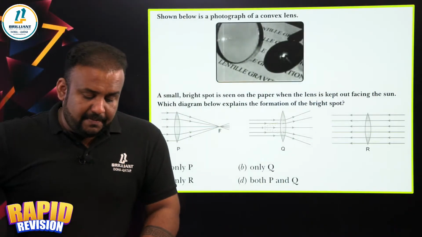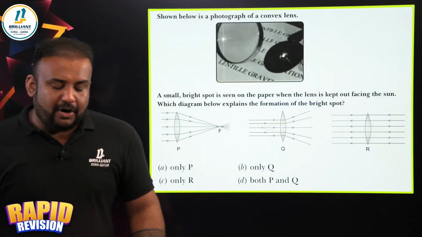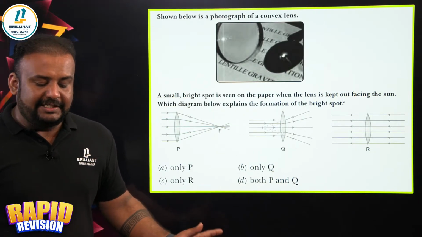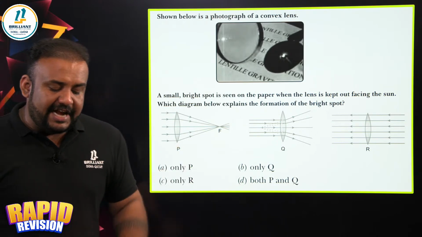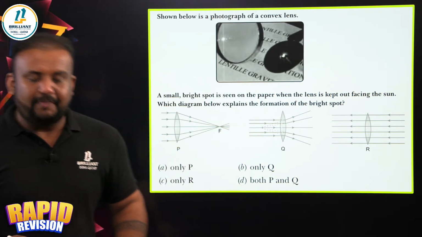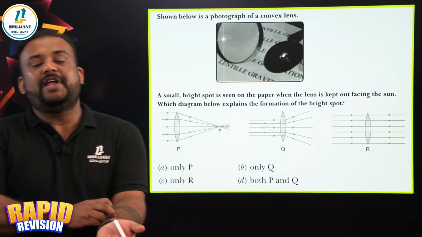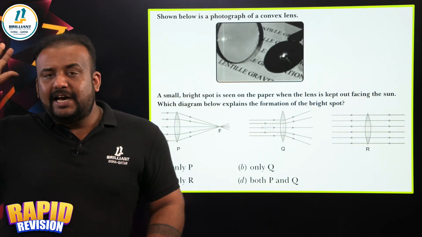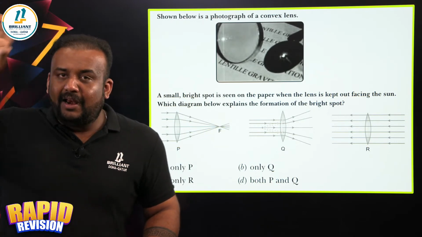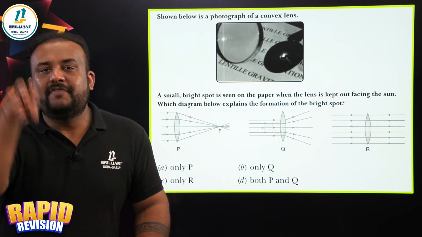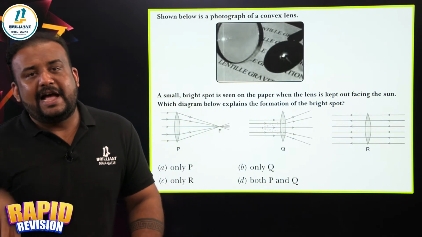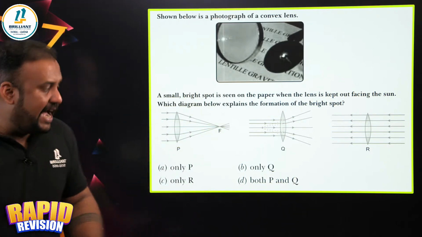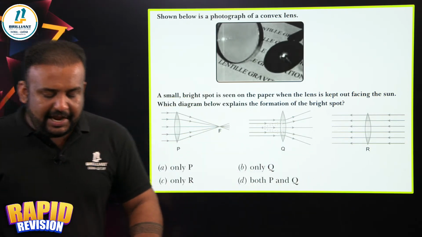Very good. Next one. Shown below is a photograph of a convex lens. A small bright spot is seen on the paper when the lens is kept out facing the sun. Which diagram below explains the formation of the bright spot? You know, to get the bright spot from a convex lens, the sun's rays are considered as an infinite object. Parallel rays from the sun come and converge through the convex lens and get focused at the focus, at the principal focus. So which diagram among these three is indicating it correctly?